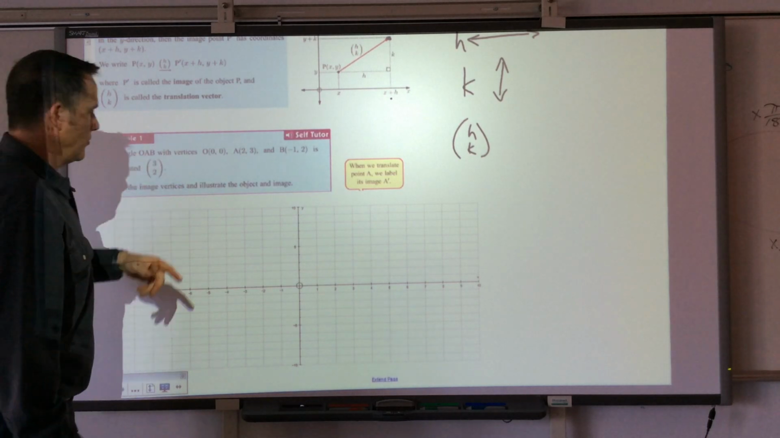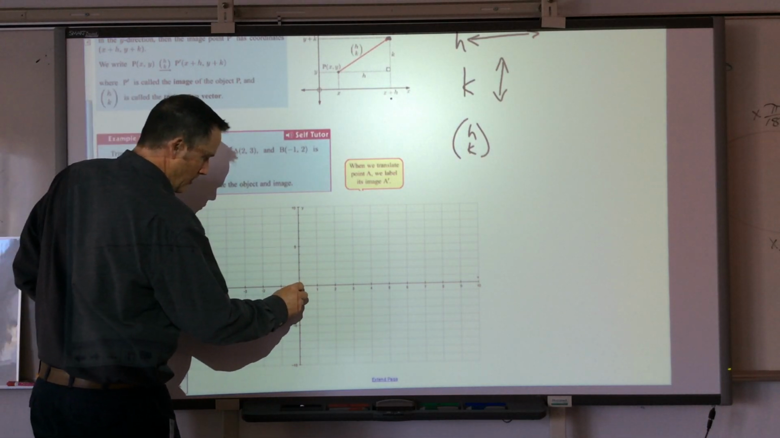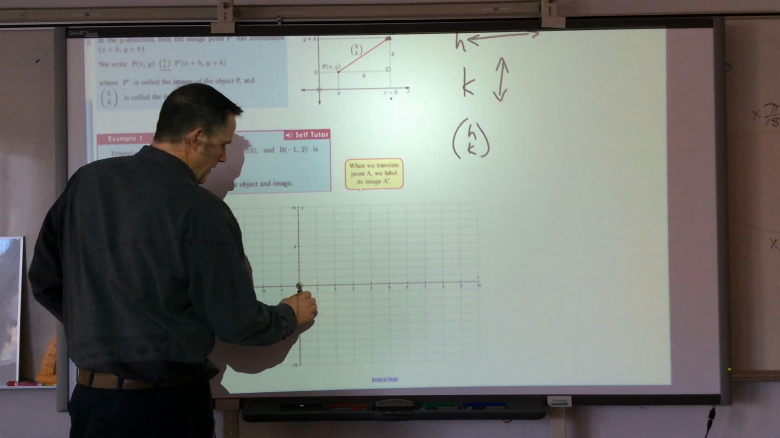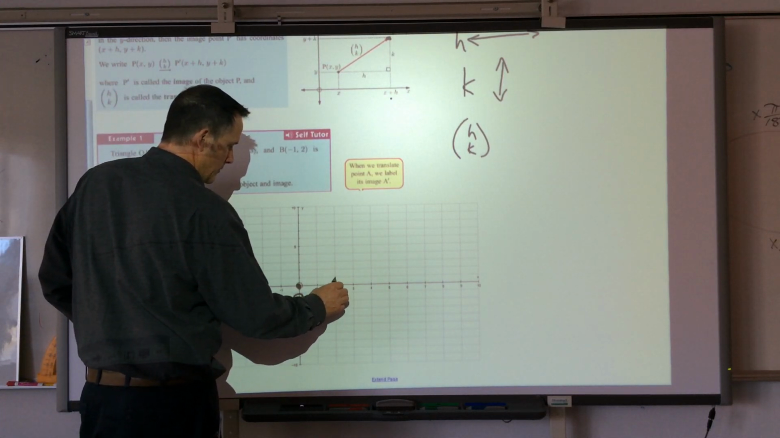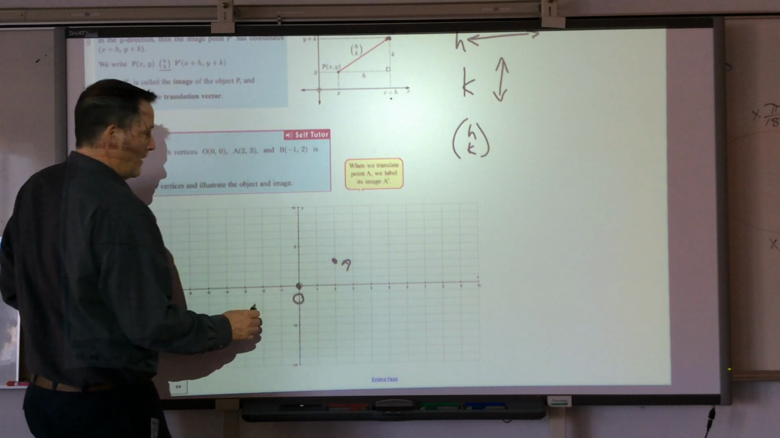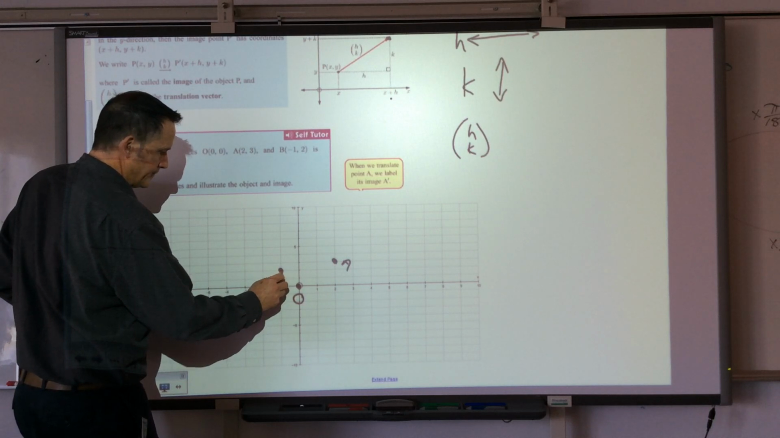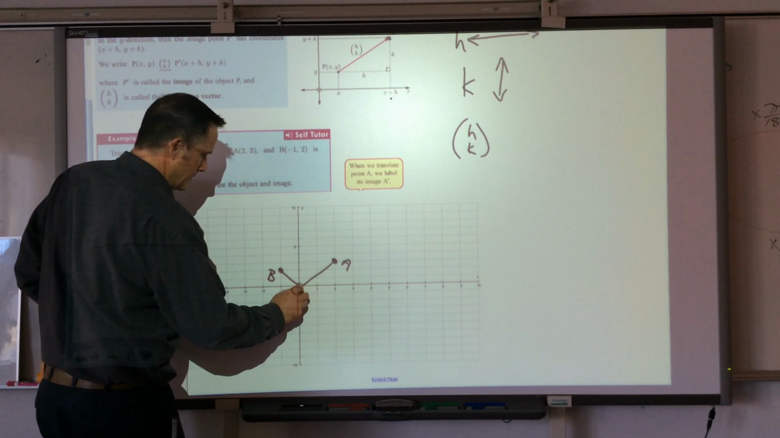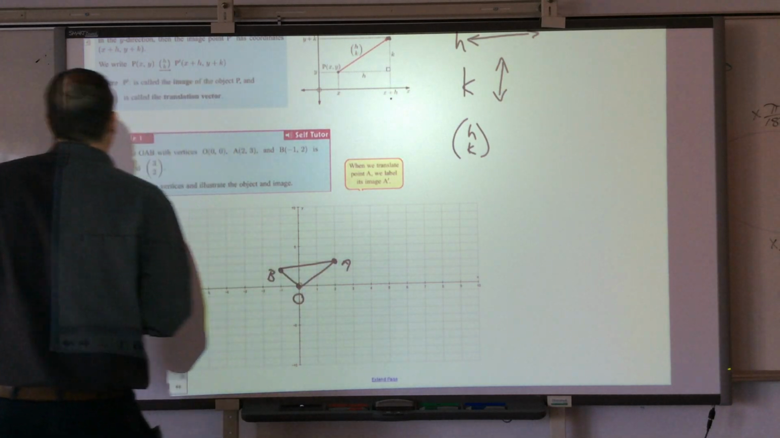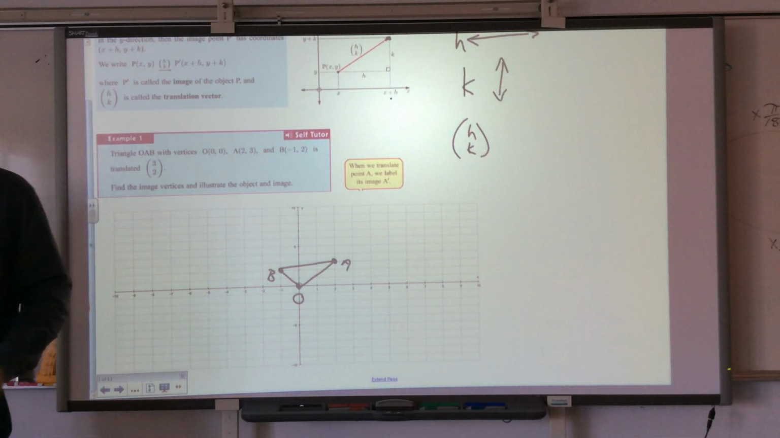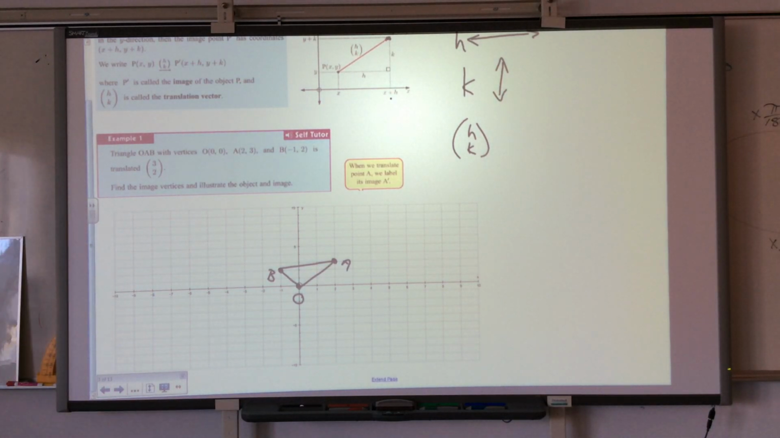So we're going to take our original point, (0, 0), our origin. We're going to call it O. Then we have (2, 3): 1, 2, 1, 2, 3. Pretty basic. That's A. And then I have (-1, 2) right here, and that's B. There's our original triangle. And all we're going to do now is transform it, translate it.